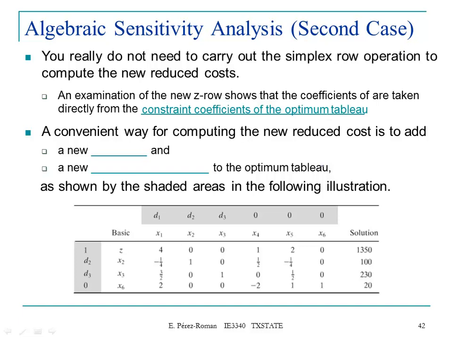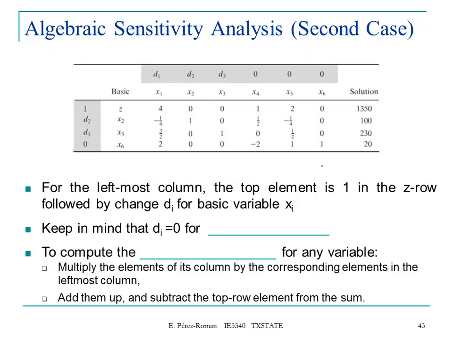So now we have this extra column and this extra row, and this is the exact same tableau. For the leftmost column, the top element is 1 in row 0, followed by change D1 for basic variable X1.